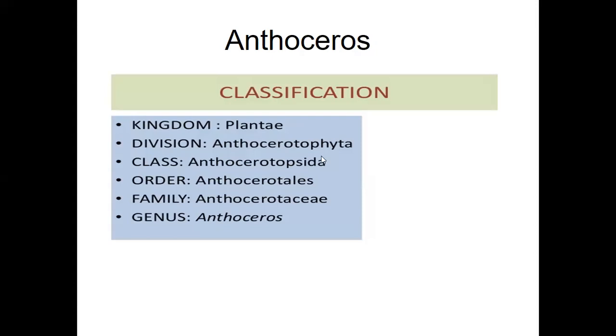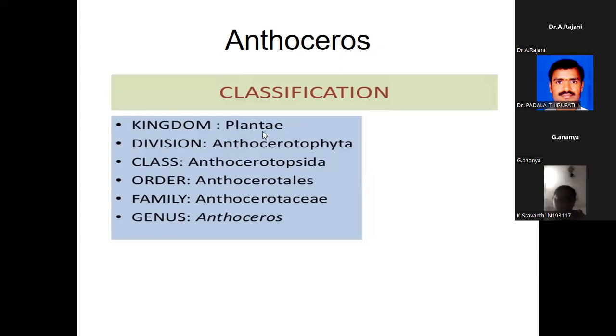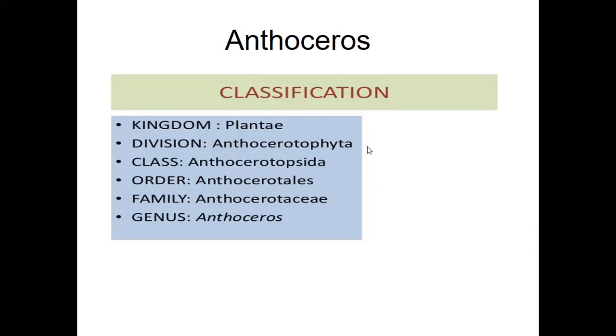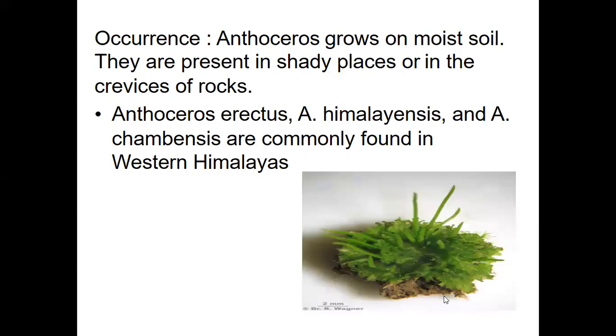Hornworts. Okay, right. When we look at the classification of Anthoceros, it belongs to the division Anthocerotophyta, class Anthocerotopsida, order Anthocerotales, family Anthocerotaceae, and the genus Anthoceros. Now look at this thallus. These are the long cylindrical sporophytes, which are emerging out of the thallus. Hence they are referred to as hornworts.